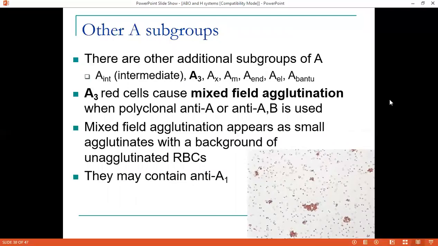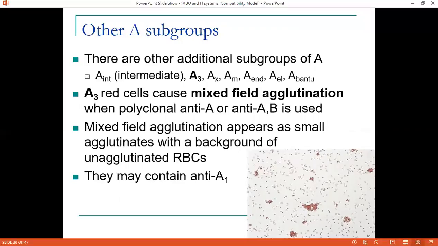There are other A subgroups as well, although more infrequent. They have been described, and they involve a reduced expression of A antigens as well. The decreased number of A antigen sites per red cell can result in weak or absolute zero agglutination when tested with anti-A reagents. So this is genetic, and these are a list of some of the other A subgroups that are out there. There's A intermediate, A3, AX, AN, AL, A Bantu.